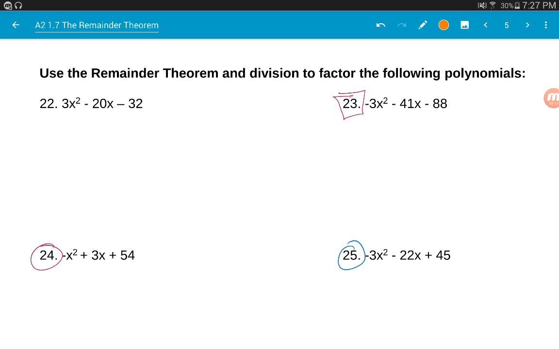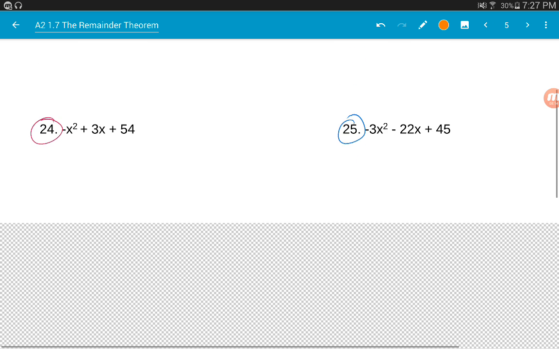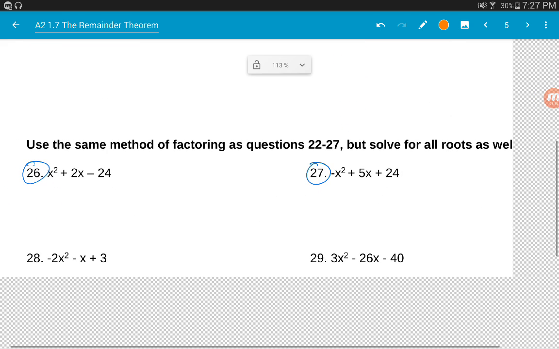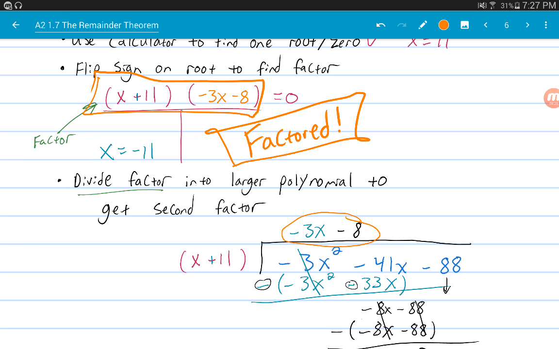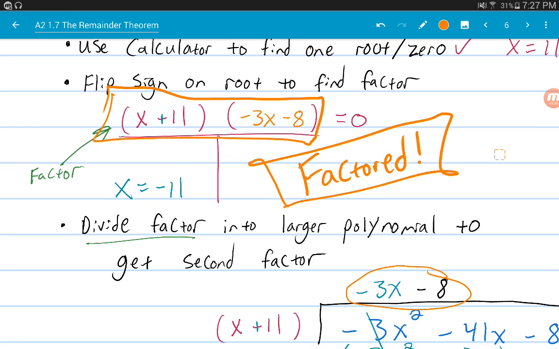Now, I don't want to start a brand new question, just to add one instruction. For the second section here at the bottom of the page, use the same method of factoring as questions 22 through 27, but solve for all roots as well. So what we're going to do here is we're just going to solve for the root that we're missing. So I'm going to just use this to demonstrate.